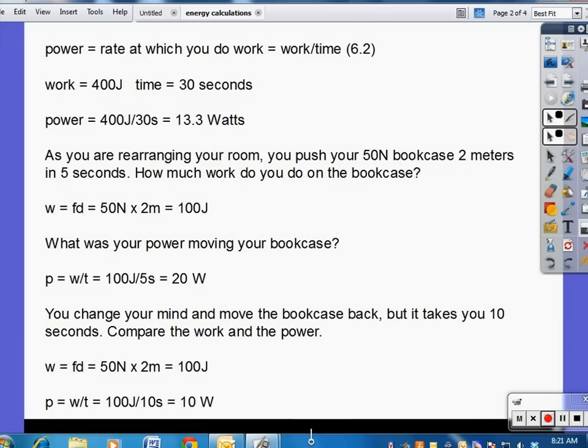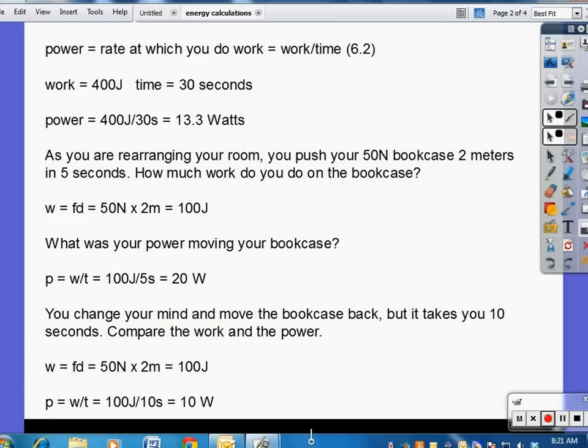You should have found that your work is exactly the same. You've moved the same distance, or you've moved something the same amount of force over the same distance. So you still have a work of 100 joules, but it took you twice as much time, so your power is cut in half. We can say that power and time are inversely proportional to one another. And that makes sense. The longer it's going to take you to do something, the less power you have.